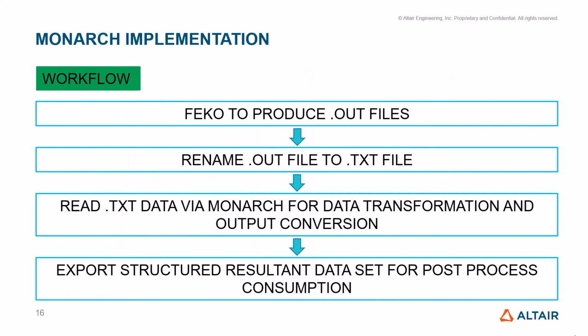Okay, here you can see the workflow. Feko produces .out files. We already got the .out files. Then we rename the .out file to a .txt file, though of course we can eliminate that one. Monarch can handle the .out files without any problem. Then we read the .txt data via Monarch for data transformation and output conversion. Once we read this data, we are going to design a report template by setting up the traps. Once we have that, we can export the structured resultant data for our post-process consumption.